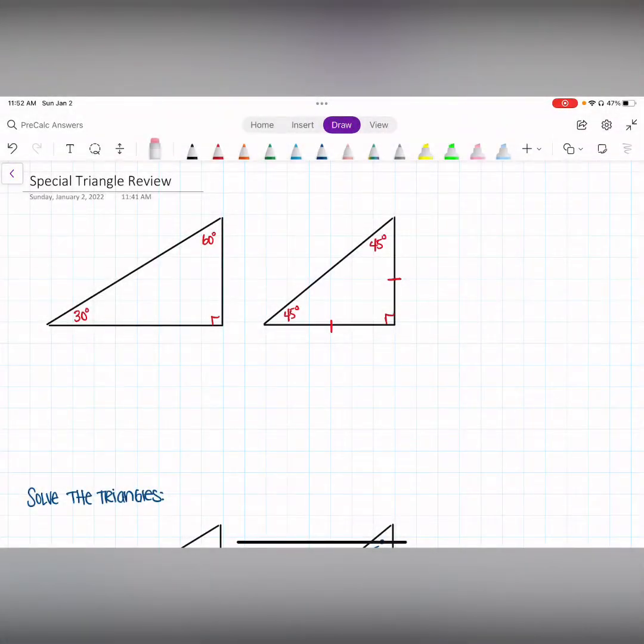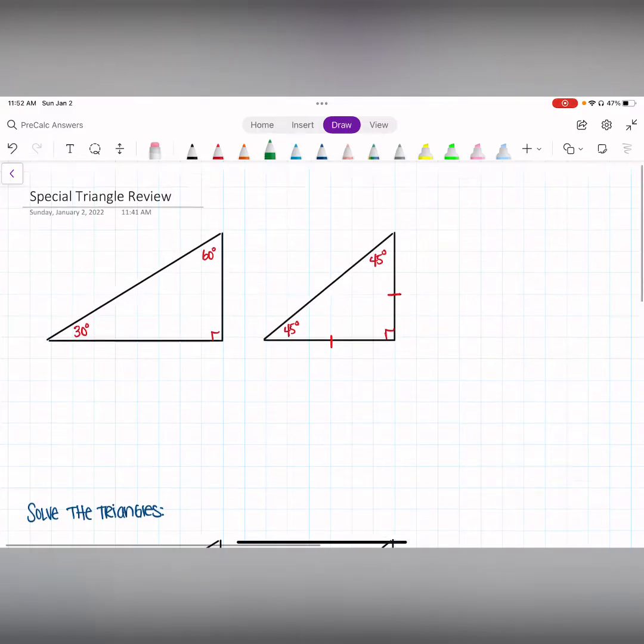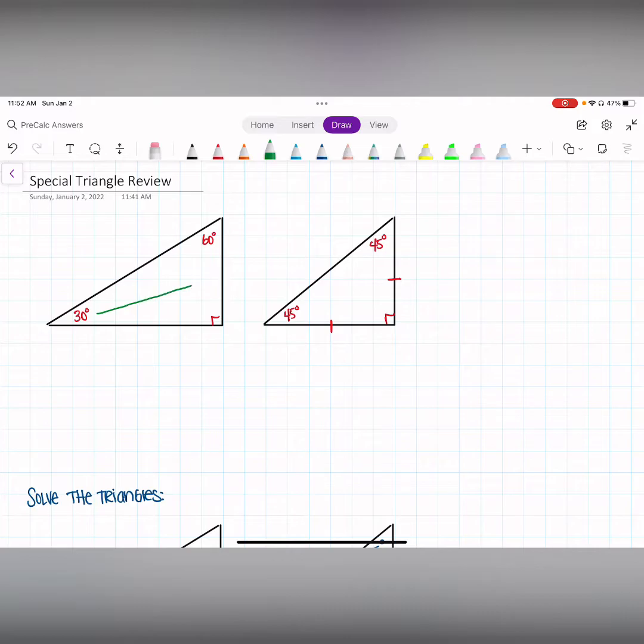Right, so today we're going to do a quick review on our 30, 60, 90 and our 45, 45, 90 special right triangles. These are special triangles because they have some nice relationships. For our 30, 60, 90, the smallest side will be across from our 30-degree angle, and I'm just going to say for this triangle, let's make that 1 unit.